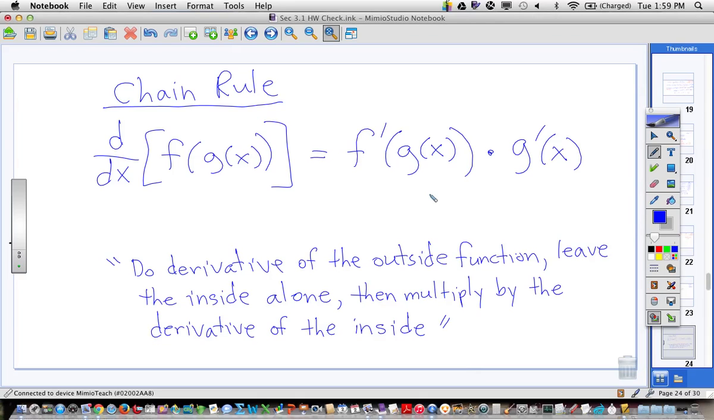And then this is what it would be in words. We do the derivative of the outside function, we leave the inside function alone, and then we multiply by the derivative of the inside function.